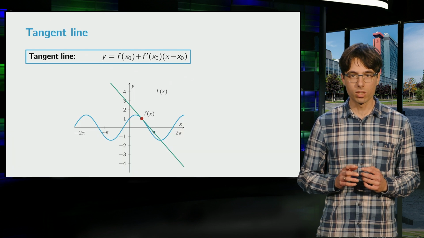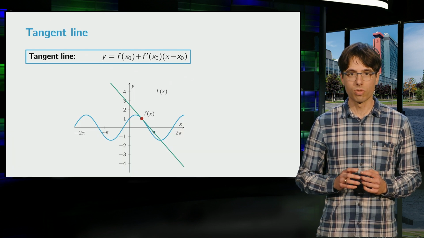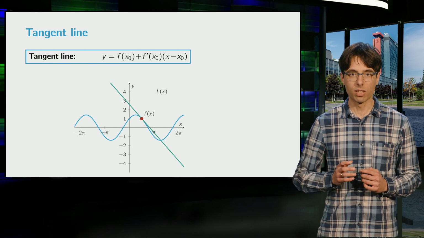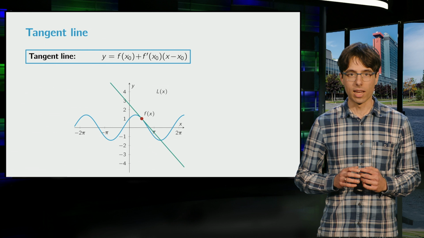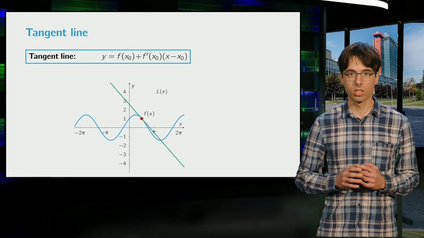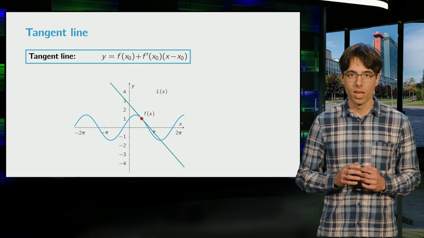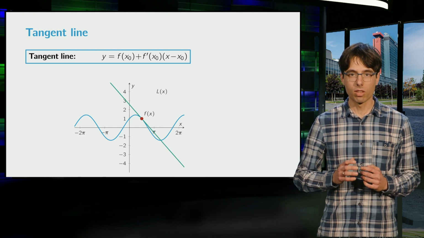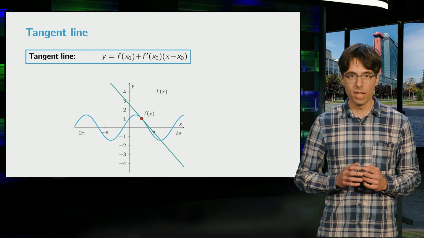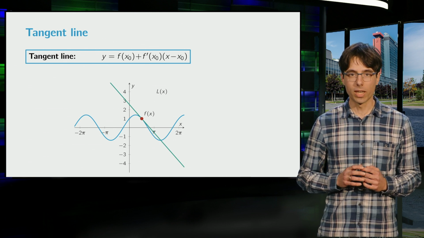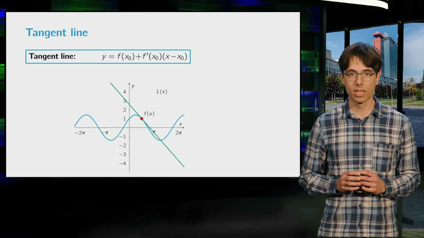Let us first recall the notion of the tangent line to the graph of a function of a single variable. The tangent line at the point x0 to the function f is the line that touches but does not intersect the graph at the point (x0, f(x0)). In particular, it is the line going through that point with slope equal to the derivative of f at x0. This leads to the equation for the tangent line you can see on the slide.